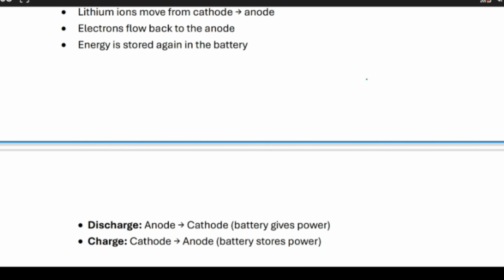In simple words, discharge is anode to cathode, and the battery gives power. Charge is cathode to anode, and the battery stores power.